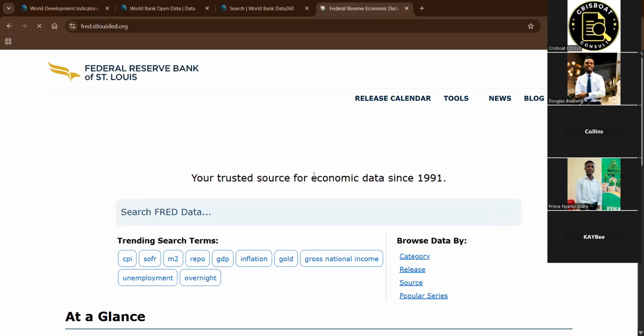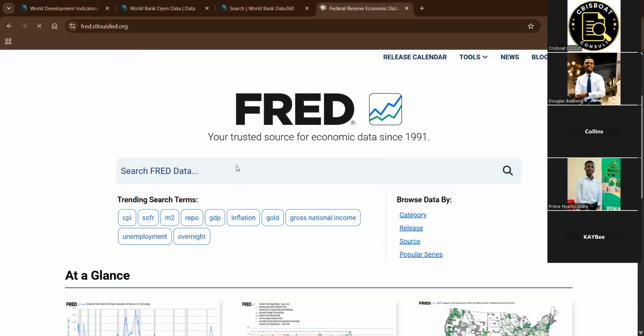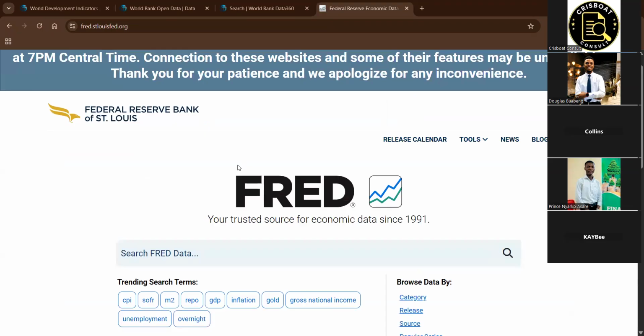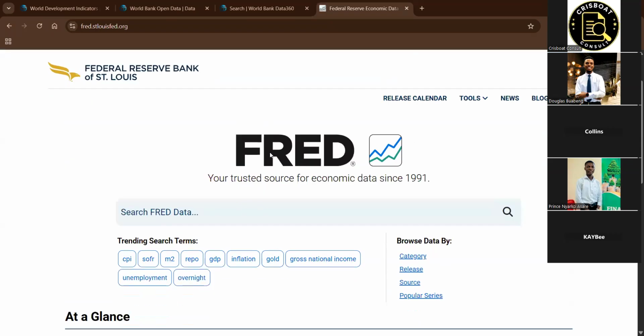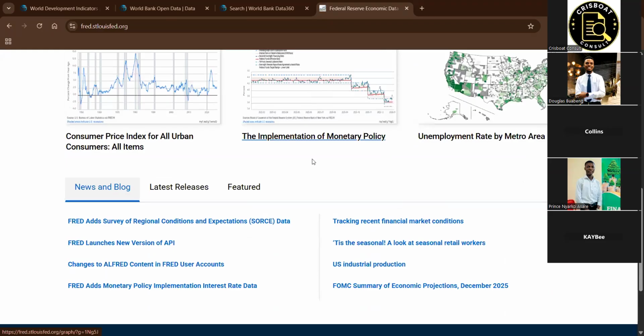And those who are into economics, my economics people, you can use this database. It's very good. The Federal Reserve Bank of St. Louis FRED database also functions similar to the World Bank open data. You can come here and look for data for your study.